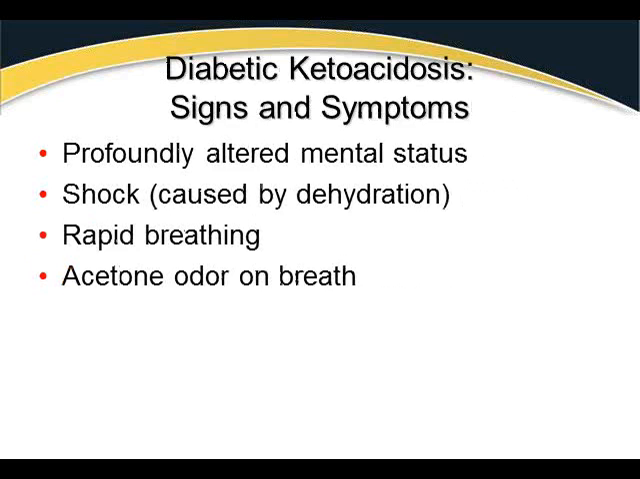So signs of diabetic ketoacidosis: they have profoundly altered mental status. So they are basically nearly unconscious. They are going to be on the verge, if not completely in shock, so that caused by dehydration. They're going to usually have very rapid, heavy breathing. And that's called Kussmaul's respiration. That rapid, heavy breathing is Kussmaul respiration, the body's attempt to get rid of the extra amounts of ketone in the body.